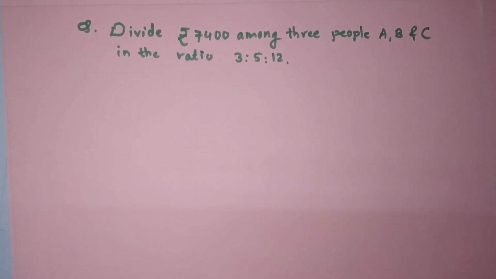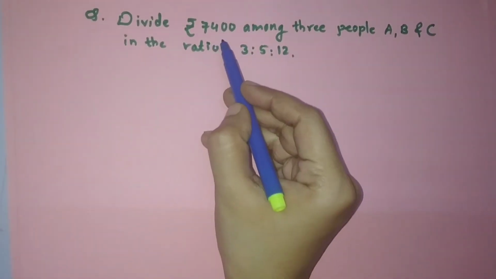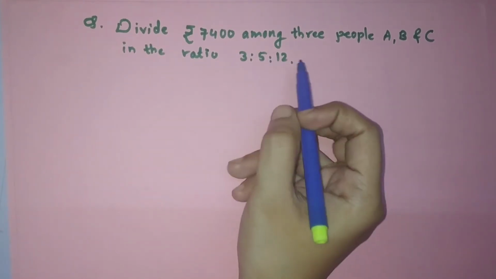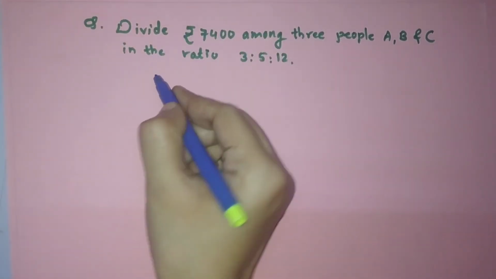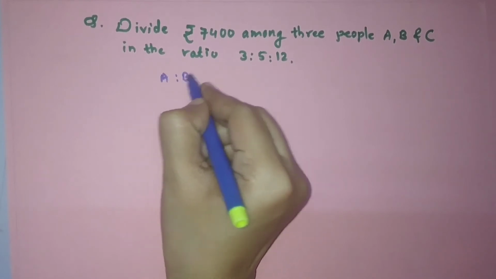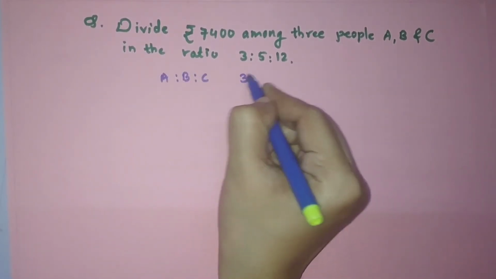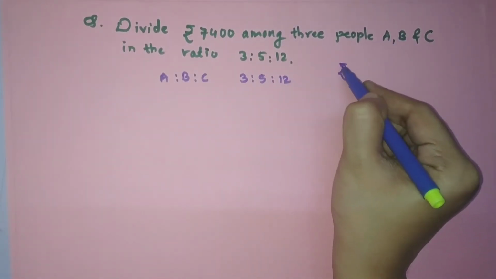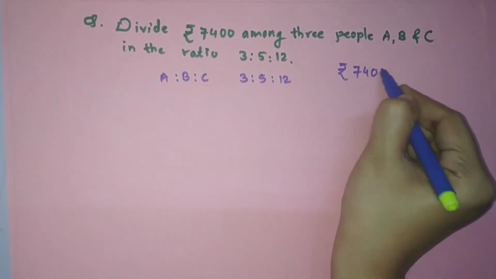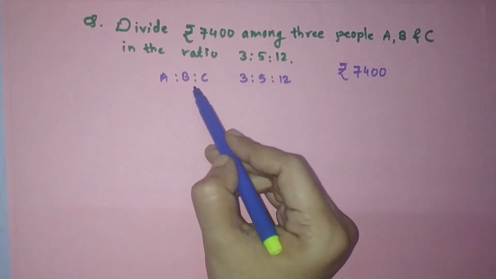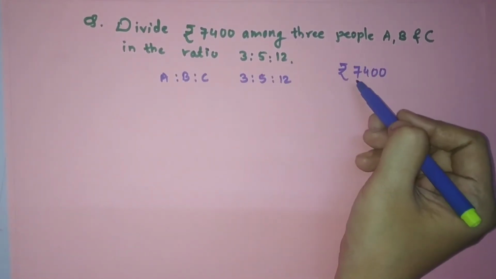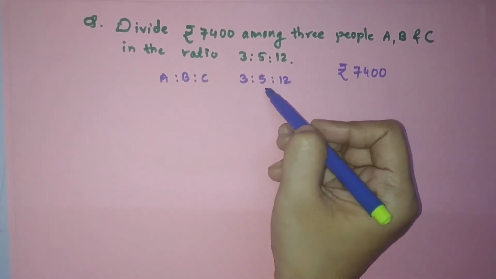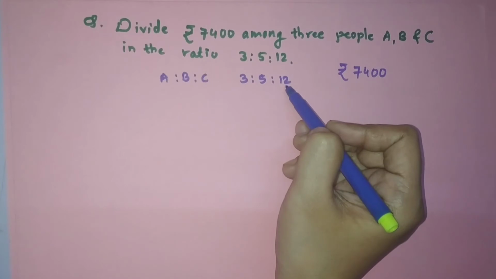So now friends, the question is, divide rupees 7,400 among the 3 people A, B and C in the ratio 3 is to 5 is to 12. So friend, here it is given that A is to B is to C is a ratio given, that is 3 is to 5 is to 12. And the total amount is what? 7,400. So this amount is going to be distributed among these 3 partners in the ratio of 3 is to 5 is to 12. Means A will get 3 parts and B is going to get 5 parts and C is going to get 12 parts.